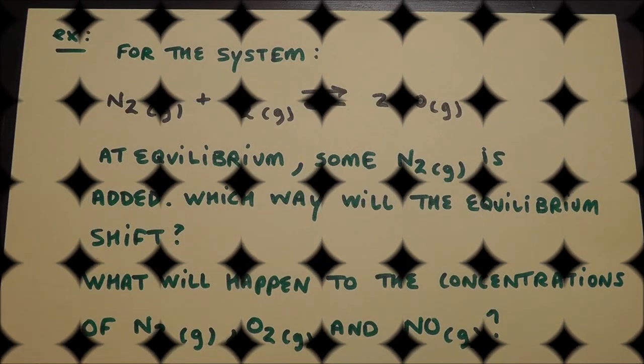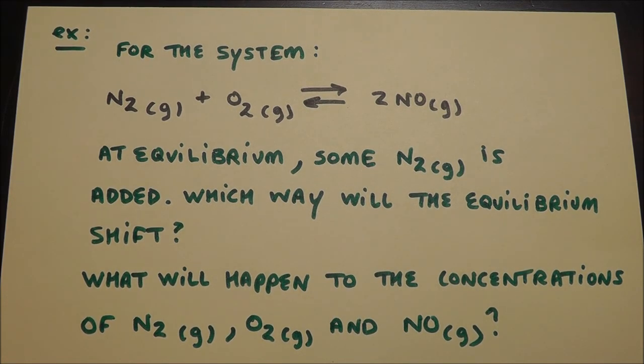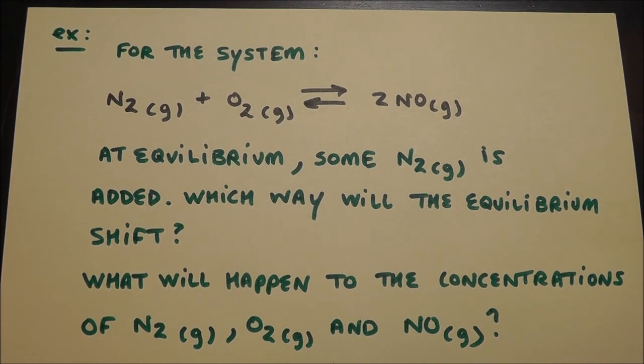Oh boy, here's another one. Here's a system. There's its equilibrium. And at equilibrium, so this is now at equilibrium, they're saying it's at equilibrium. Some N2 is added. Which way will the equilibrium shift? What will happen to the concentrations of N2 and O2 and NO? And so this is the effect of concentration.